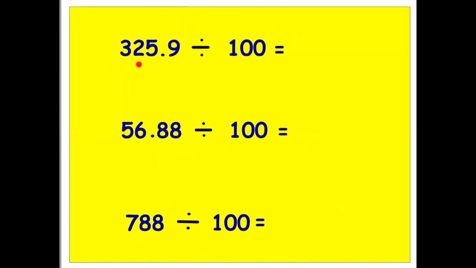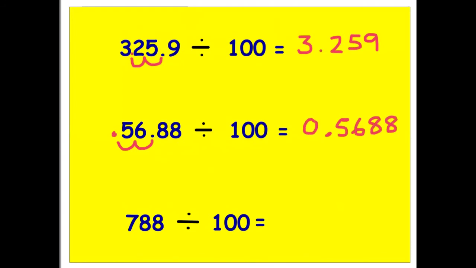Number 1 then, 325.9 divided by 100. When we divide by 100, we're moving left twice. 1, 2. Decimal point finishes up after the 3, so it's 3.259. Second question, 56.88 divided by 100. Again, your decimal point goes left twice, so it will be before the 5, so it's 0.5688. And we need a 0 in at the very start, so 0.5688.